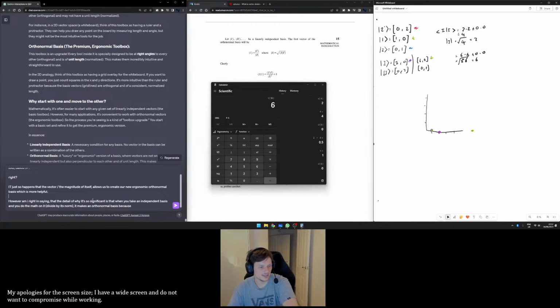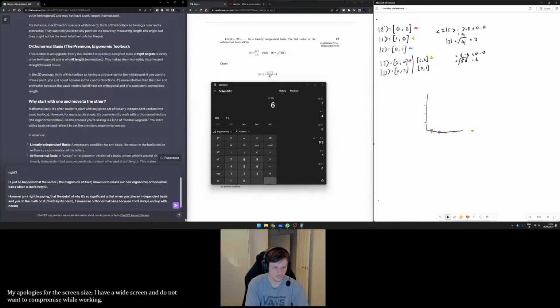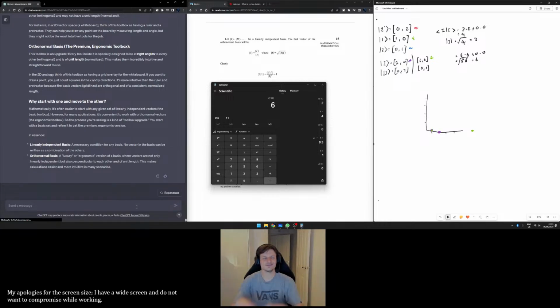However, am I right in saying that the detail of why it's so significant is that when you take a linearly independent basis and you do the math on it, divide it, it makes an orthonormal basis because it will always end up with a norm of one, because it has been scaled by itself, the square root of the original inputs, something like that. I just can't be bothered to type properly. Maybe it will just help me out anyway.